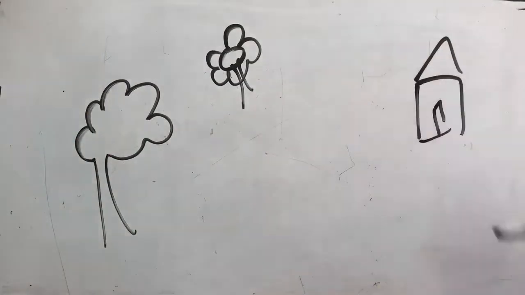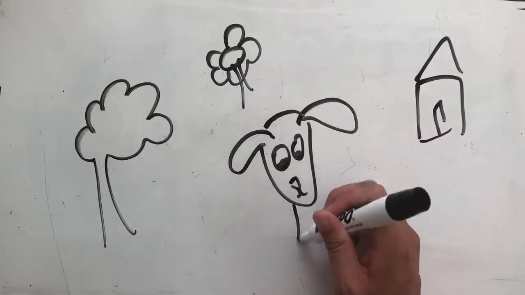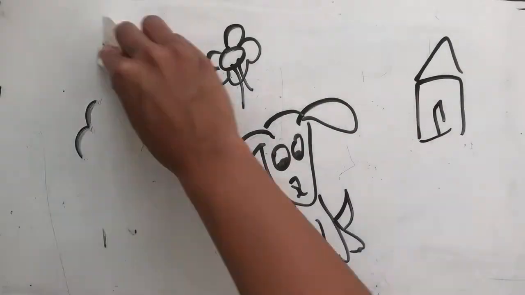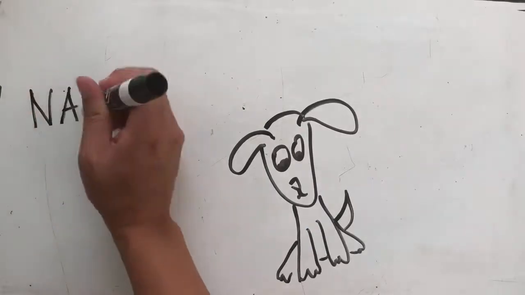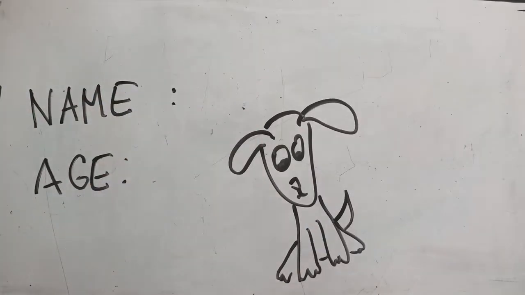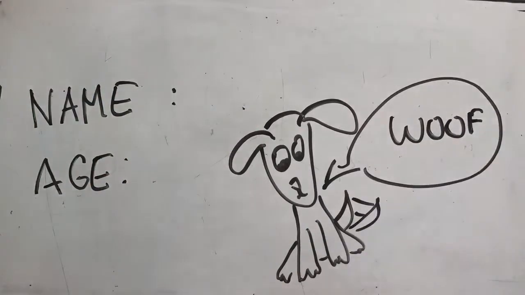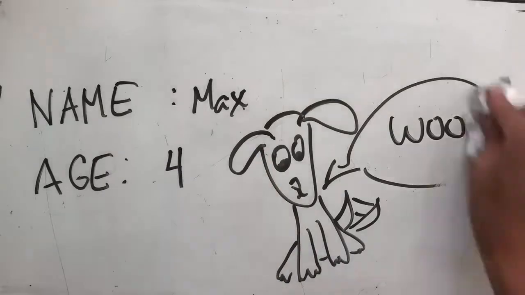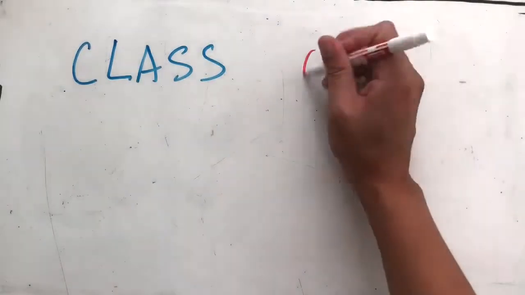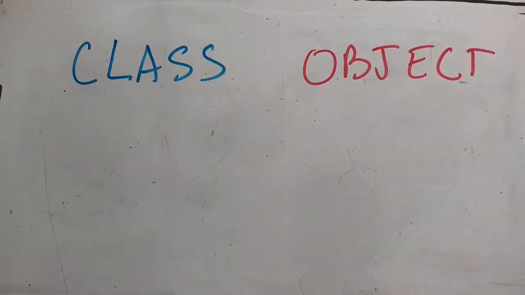There's trees, flowers, houses, and dogs. But let's focus on this dog for a second. Each type of object has specific characteristics and actions it can perform. For example, this dog can bark, it can wag its tail, and say its name is Max, and its age is 4. A class is like a general blueprint from which individual objects can be created.